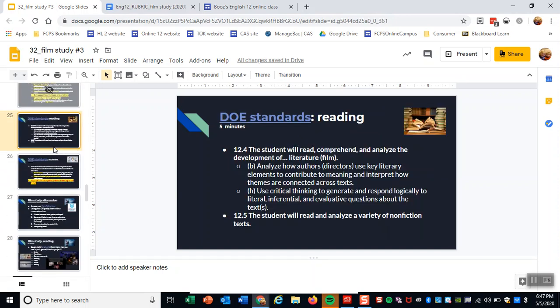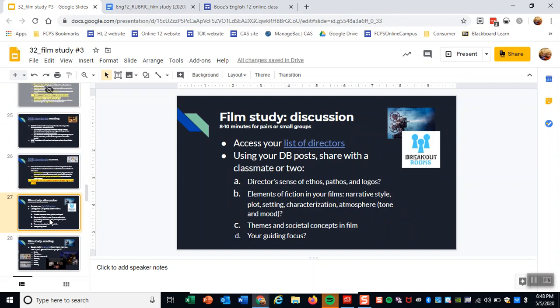So your Department of Education standards for reading is that you're going to comprehend a variety of different literature. And obviously you're looking at different films. Maybe they're within the same genre, drama, or maybe they're not. And so that's something we're going to work toward.